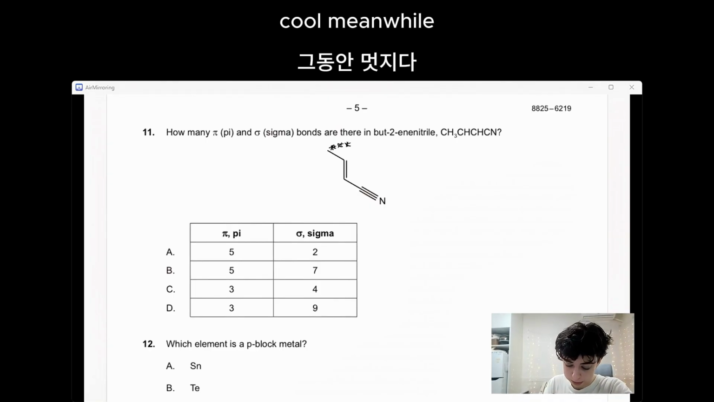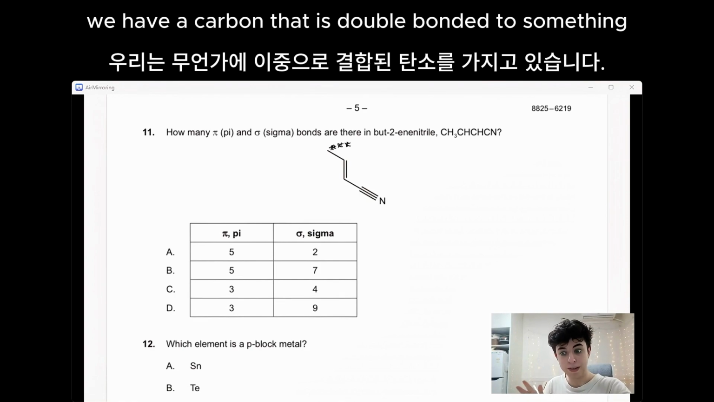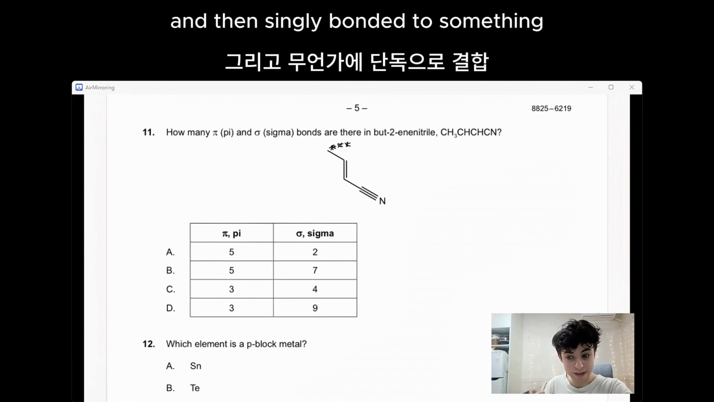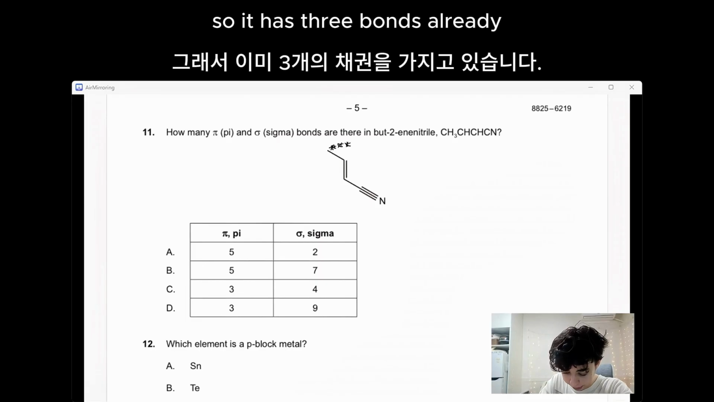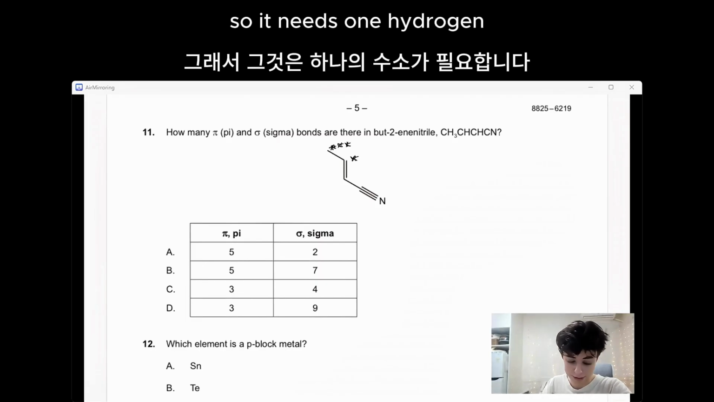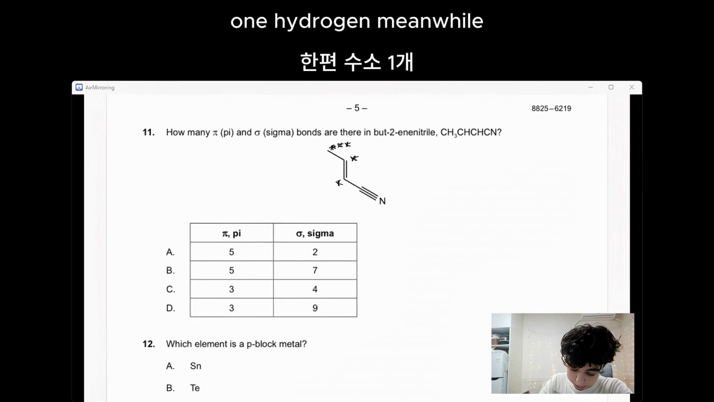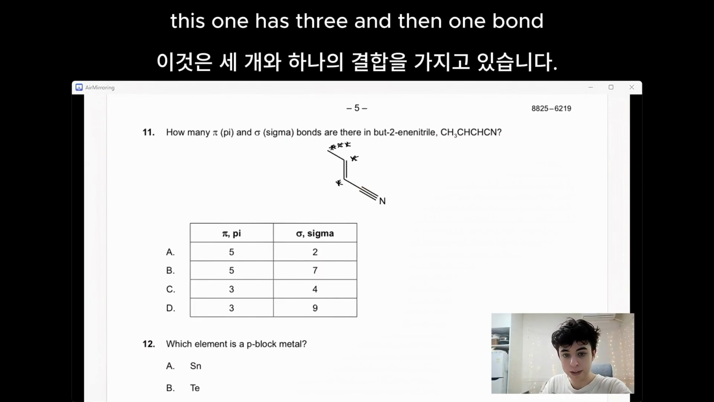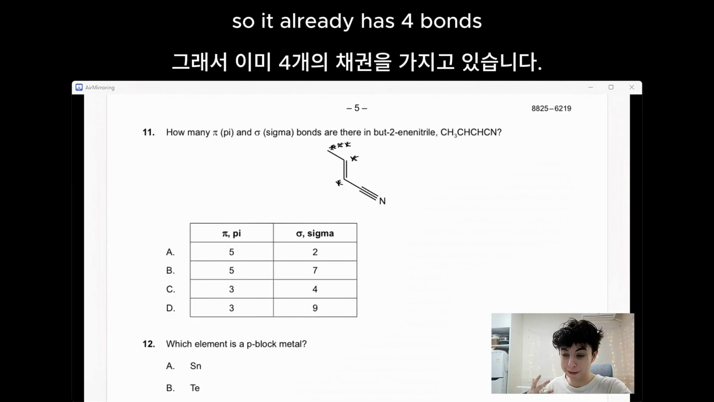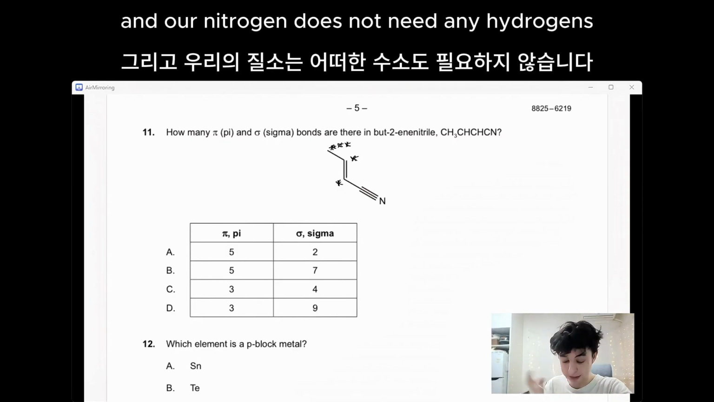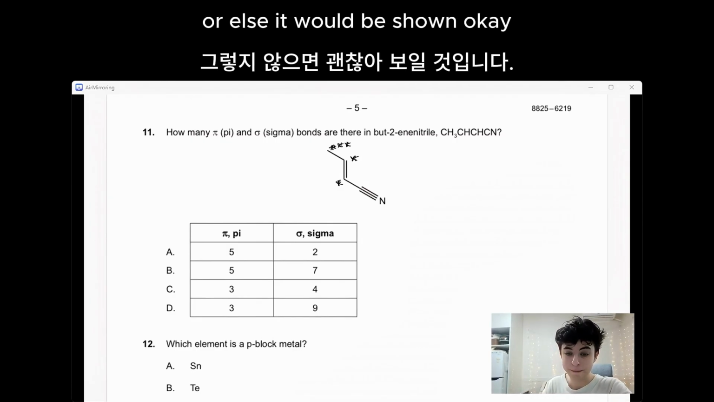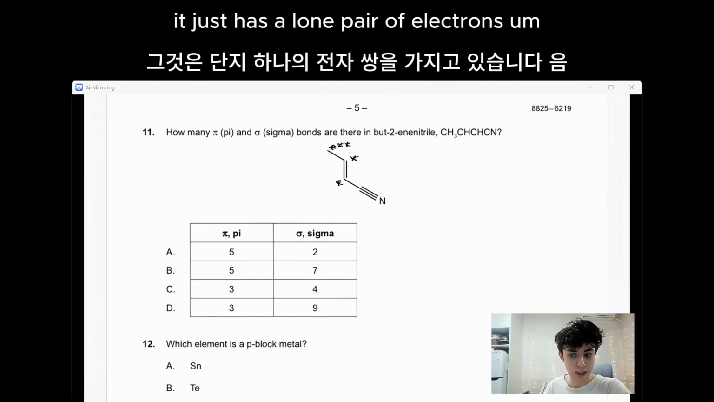Cool. Meanwhile, here we have a carbon that is double bonded to something and then singly bonded to something. So it has 3 bonds already. So it needs 1 hydrogen. Same thing with this carbon as well, 1 hydrogen. Meanwhile, this one has 3 and then 1 bond, so it already has 4 bonds, and our nitrogen does not need any hydrogens, or else it would be shown. Okay, it just has a lone pair of electrons.